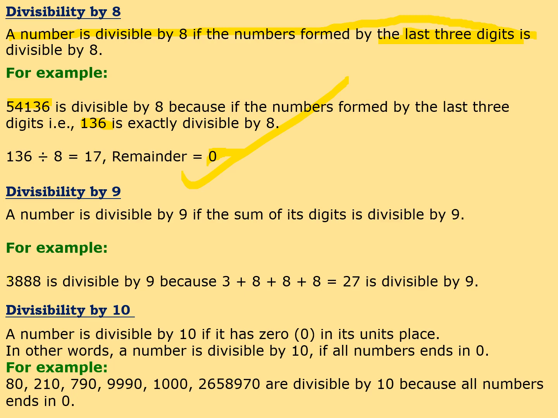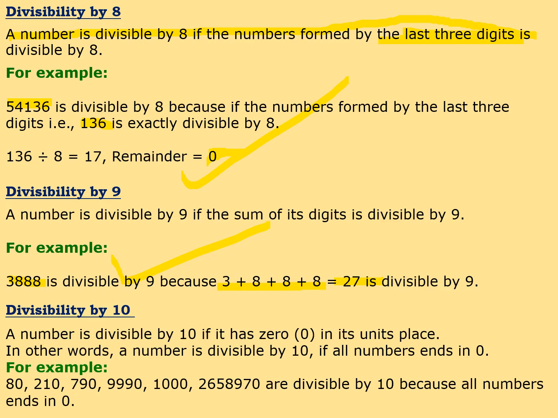So let us take one example. 3888 is divisible by 9 because when you add all of them, 3 plus 8 plus 8 plus 8 is 27, and 9 threes are 27 and the remainder is 0. So yes, the number is divisible by 9.